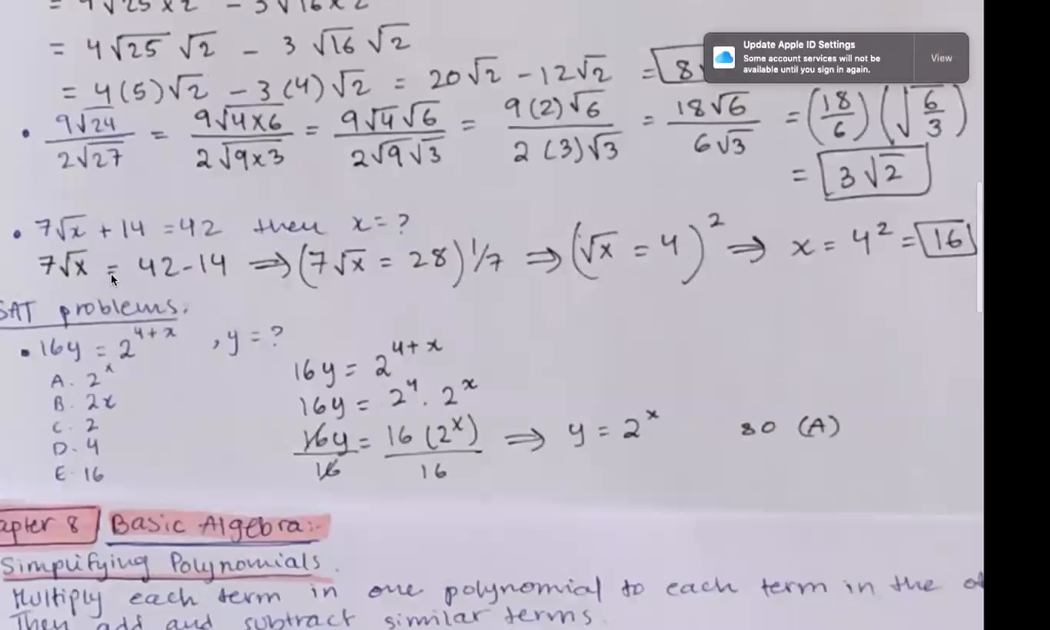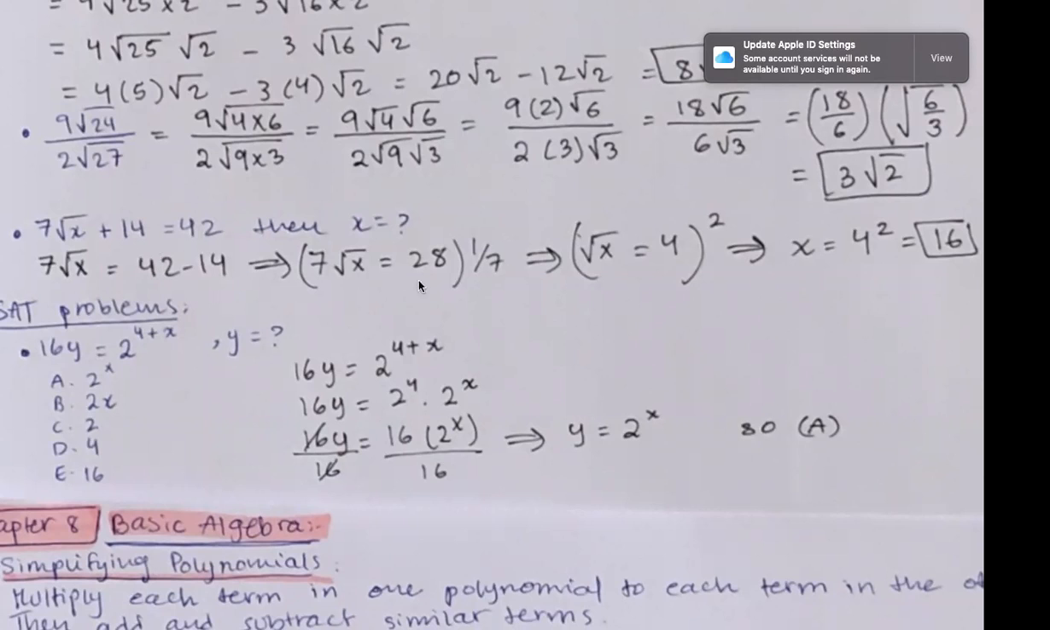And then the last one, we have 7 multiplied by the radical of x, plus 14 equals 42. Then what is x? Here is just easy algebra. Again, we take plus 14 to the other side, it becomes negative 14. We get this expression. So 7 multiplied by radical x equals 28.